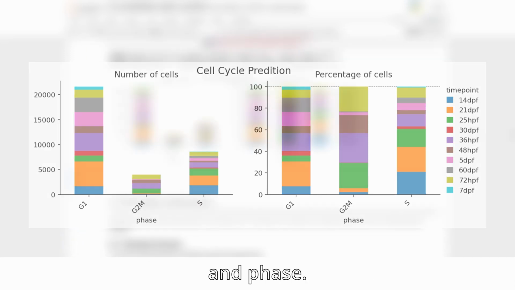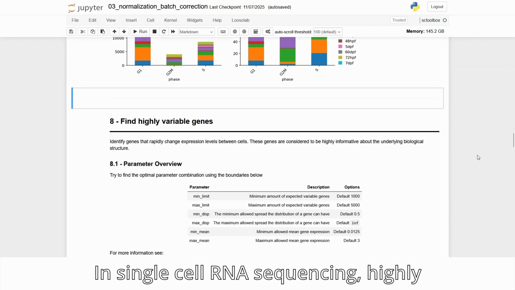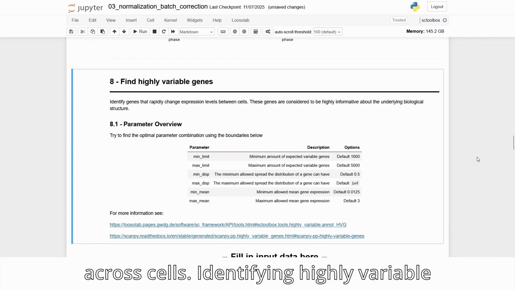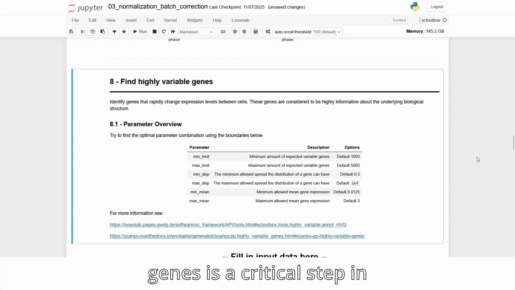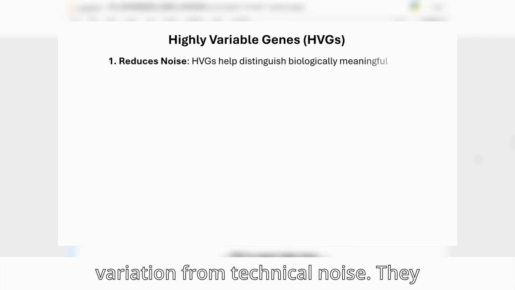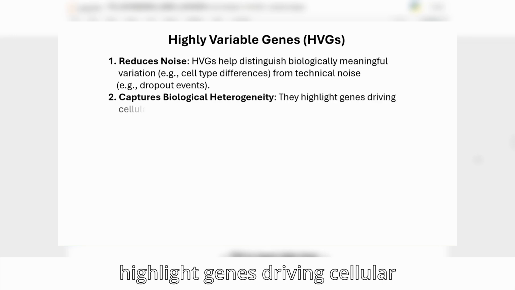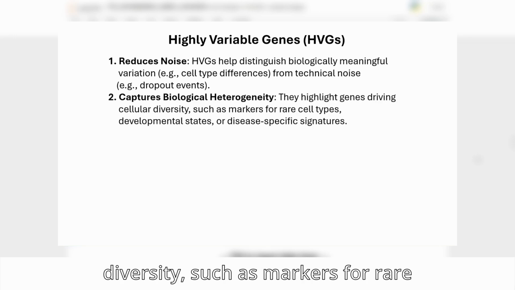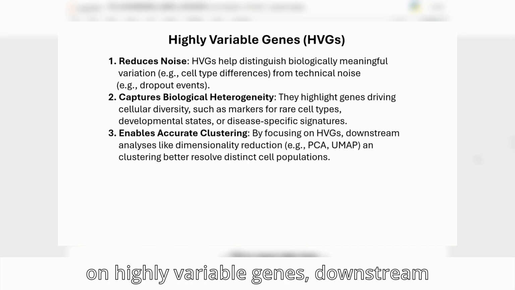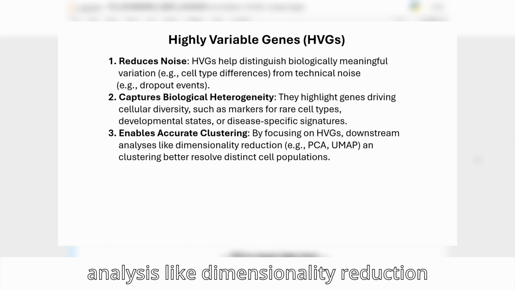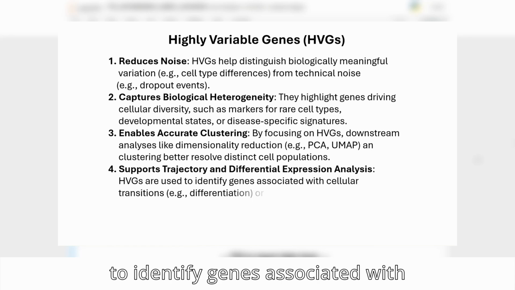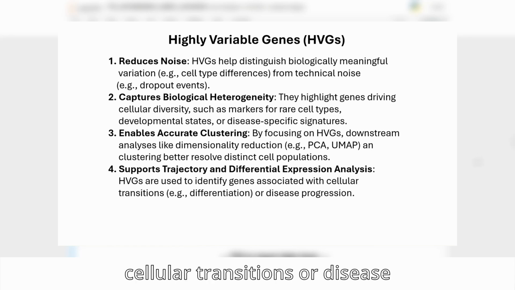In single-cell RNA sequencing, highly variable genes are genes whose expression levels show significant differences across cells. Identifying highly variable genes is a critical step in the analysis pipeline because they help distinguish biologically meaningful variation from technical noise. They highlight genes driving cellular diversity, such as markers for rare cell types, developmental states, or disease-specific signatures. By focusing on highly variable genes, downstream analyses like dimensionality reduction and clustering better resolve distinct cell populations, and they are used to identify genes associated with cellular transitions or disease progression.